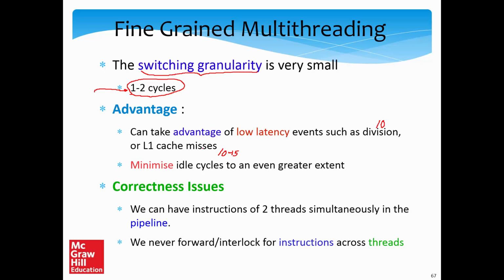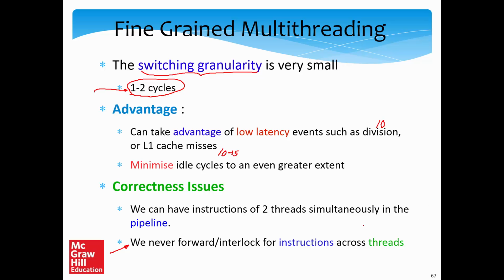Of course, there are correctness issues. We can have instructions of two different threads simultaneously in the pipeline. That's a problem. So you need to always keep in mind this point over here. Always keep this in mind, that we never forward or we never interlock for instructions across threads. So we never do any forwarding or interlocking activity for any instructions across threads.